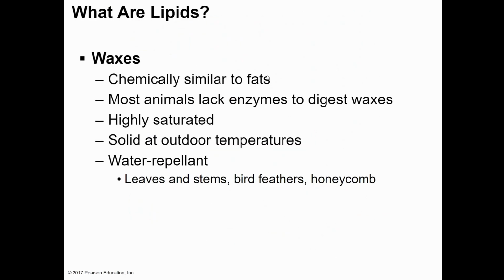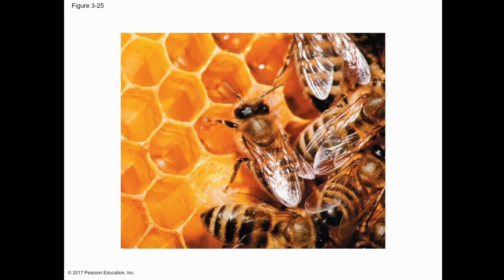Wax is very similar to fats. Some are actually going to be highly saturated, so solid in outdoor temperatures. Very rarely are they unsaturated, but they're definitely water repellent, and they can prevent fur, feathers, and plants from becoming waterlogged, and they're also useful for bees to create honeycomb, so they can provide some structural support. So here's bees and their honeycomb, and this is primarily made up of water-resistant wax.